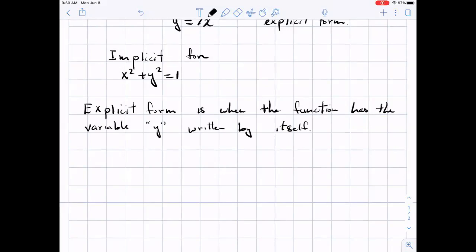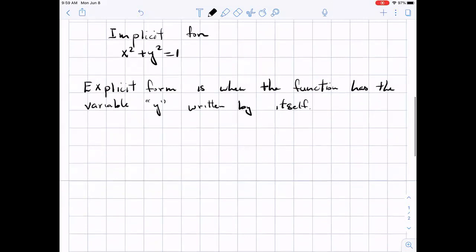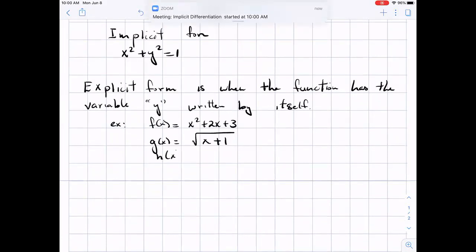So there are many different examples of this. Linear, for example, f of x equals x squared plus 2x plus 3. Okay. g of x equals the square root of x plus 1. h of x equals 1 over x plus 2. These are all explicit. Okay.